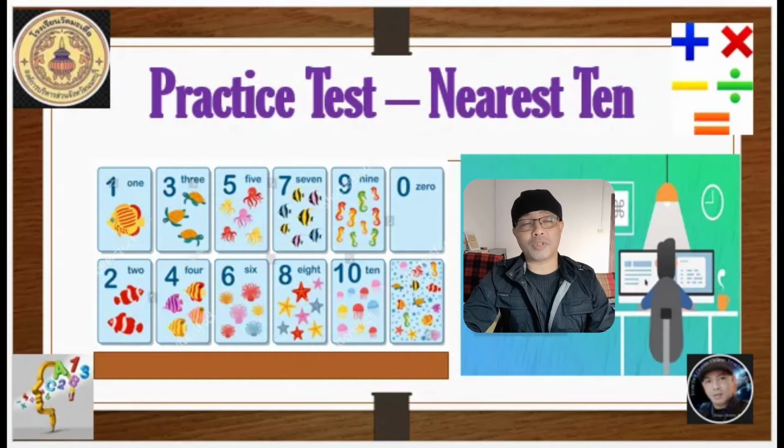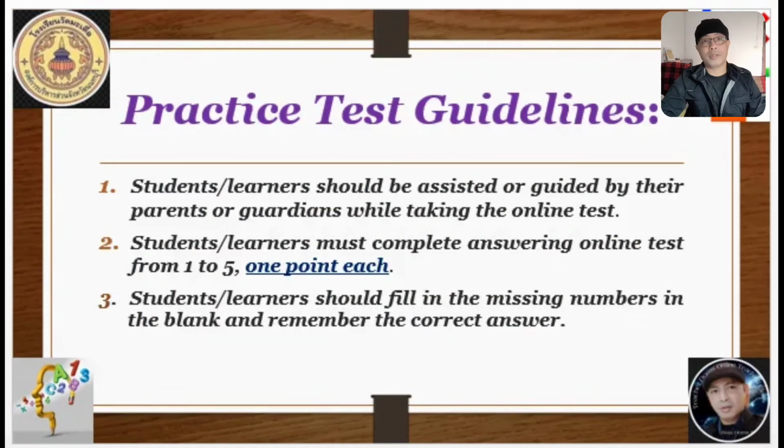Now it's time for the practice test. Let's use numbers to the nearest 10. But first, let us observe the practice test guidelines. Number 1, learners should be assisted or guided by their parents or guardians while taking the online test. Number 2, learners must complete answering online tests from 1 to 5, 1 point each. Number 3. Learners should fill in the missing numbers in the blank and remember the correct answer.